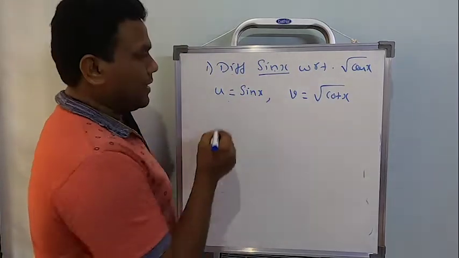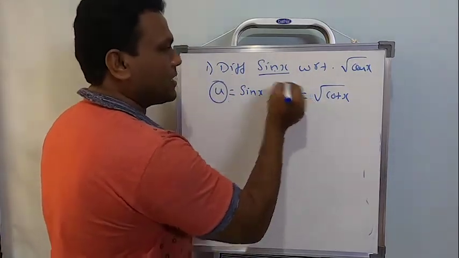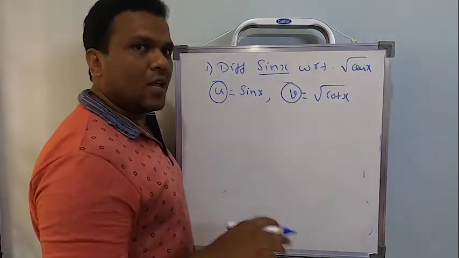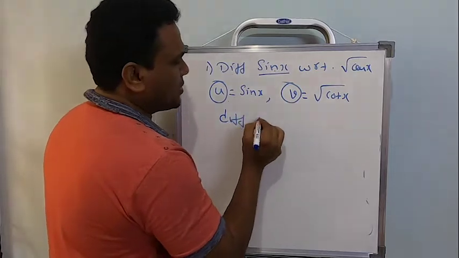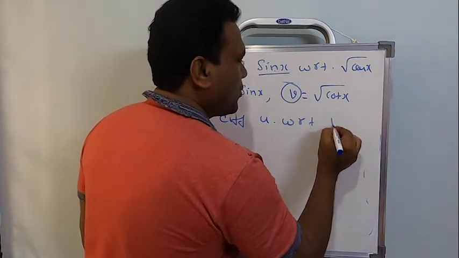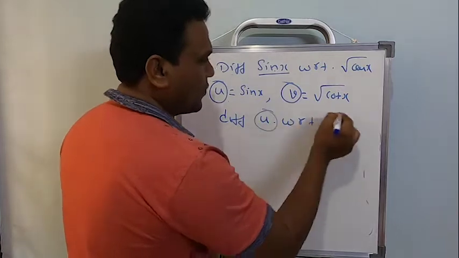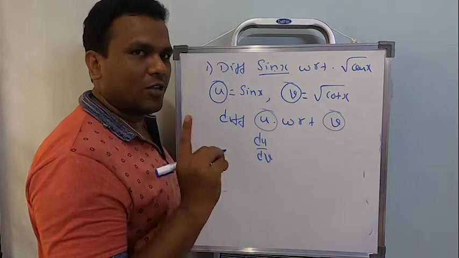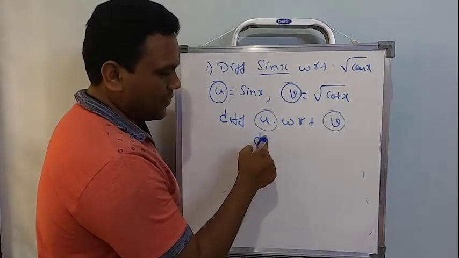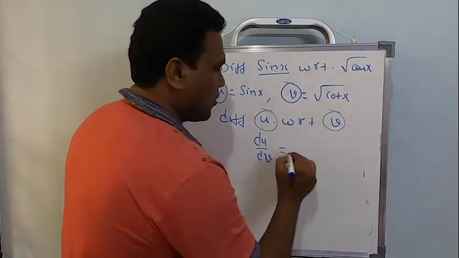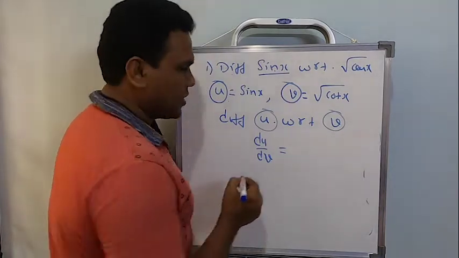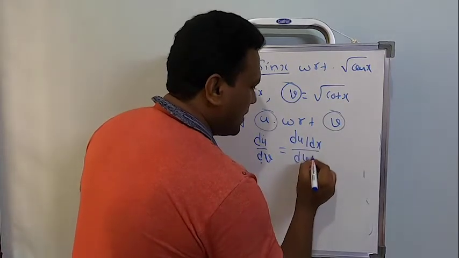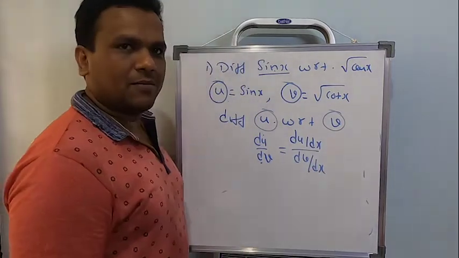Now what is that I need to find? I need to find differentiation of u with respect to v. Differentiation of sin x with respect to root of cos x now will be modified to differentiation of u with respect to v. So how to write differentiation of u with respect to v? It is simply written as du by dv. It is not du by dx now. Du by dv, differentiation of u with respect to v. What is the formula? Like the parametric differentiation, du by dv can be written as du by dx divided by dv by dx. A simple thing.